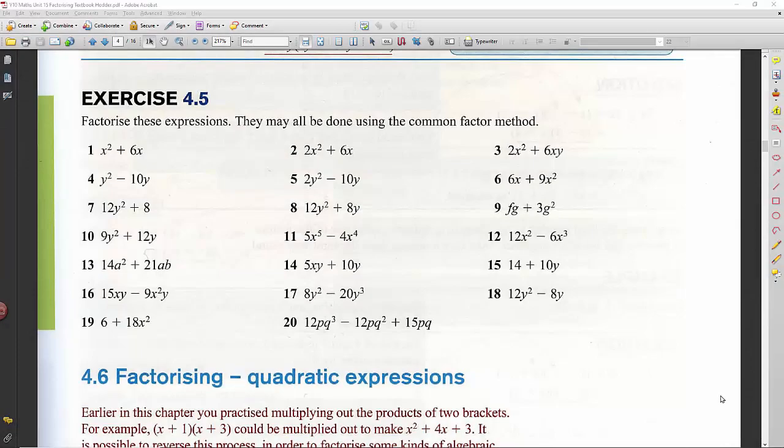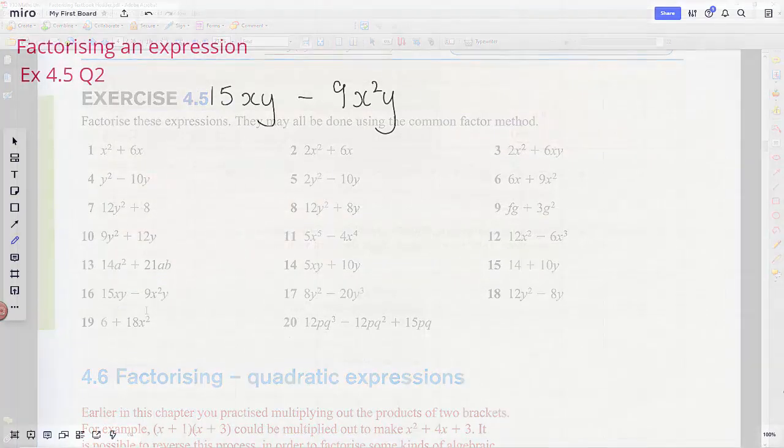Well, that wasn't so bad. So let's try something a little bit more challenging. We'll go for question 16. This introduces an extra letter, y in this case: 15xy, or x times y, minus 9 times x squared y. So let's try that one.